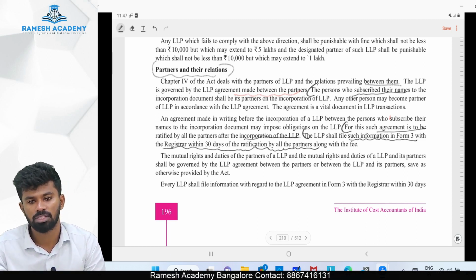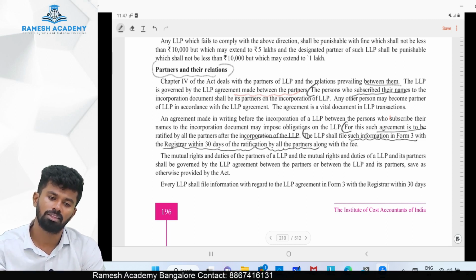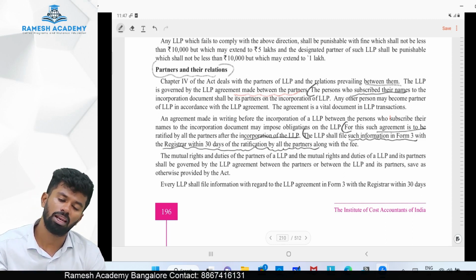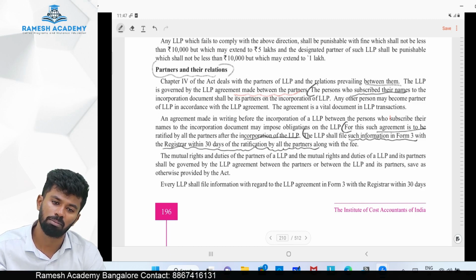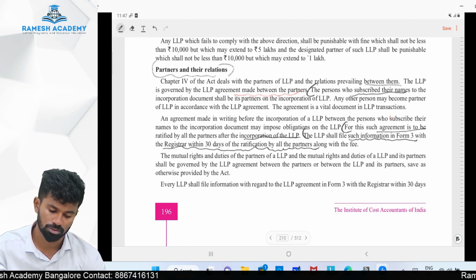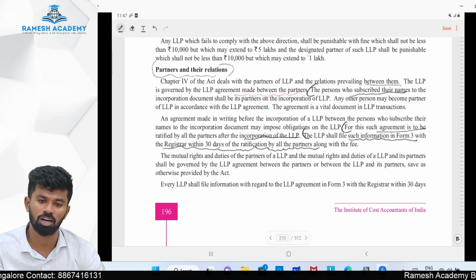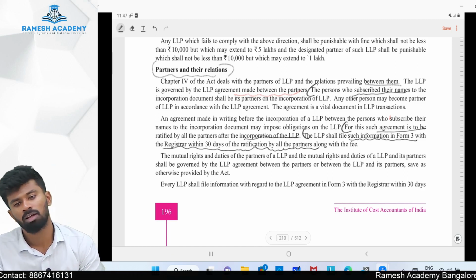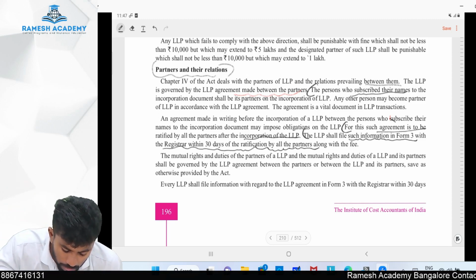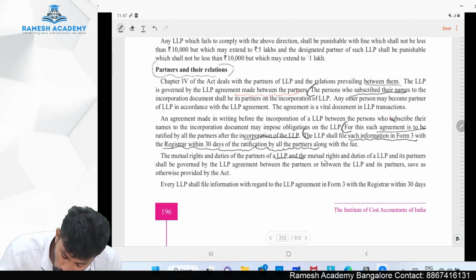Within how many days are you supposed to file the Form 3? Within 30 days. What if the LLP agreement was made before incorporation? Is it required to be ratified? Yes, it needs to be ratified. Within how many days after registration? Within 30 days. Okay.